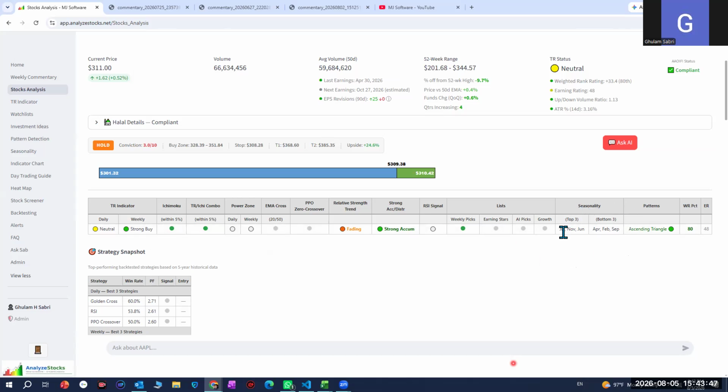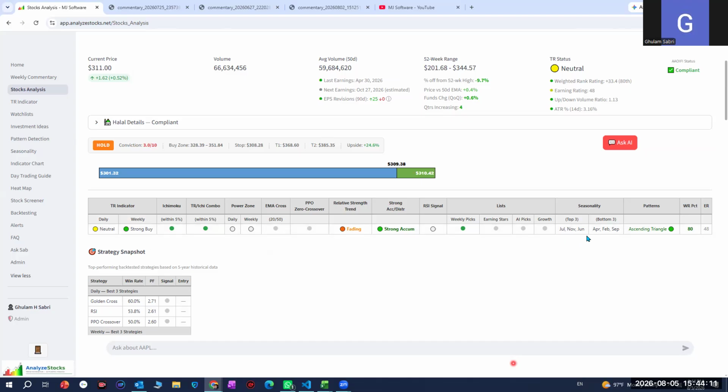Look at this thing, seasonality. This is also very important. Seasonality-wise, Apple's best months are July, November, and June. But the weak months are April, February, and September. We were at the start of July, we were at the 27th of June. So July was ahead of us, right?